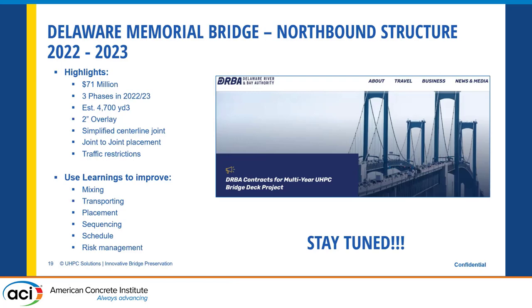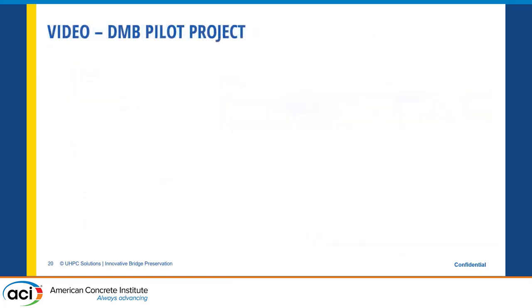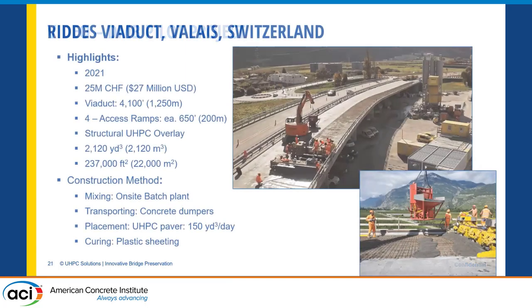Some adjustments were done. The centerline joint got more simplified. We use our learnings from the first phase, and you're going to see some adjustments in how we mix, transfer and place the material. Pretty excited, we're planning as we speak right now to minimize all the risks. So stay tuned on that project. We're going to talk about it at ACI later this fall.